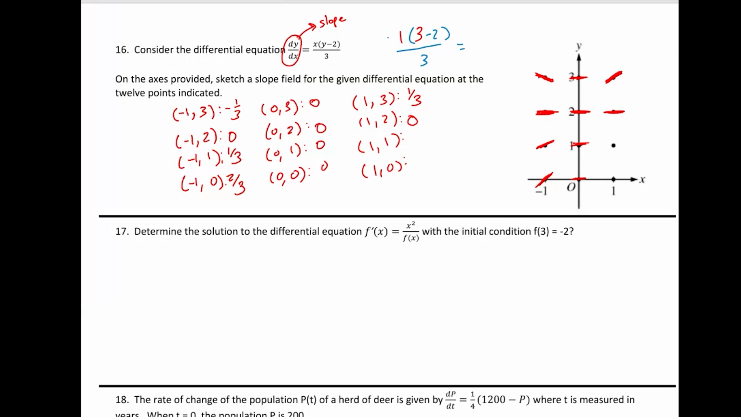So at 1 comma 1, we've got 1 times negative 1 over 3. So that'd be negative 1/3. And then finally at 1 comma 0, we're going to get 1 times negative 2 is negative 2, so we're going to get negative 2/3. And so our slope field looks basically like that.